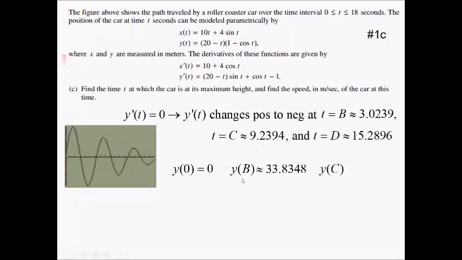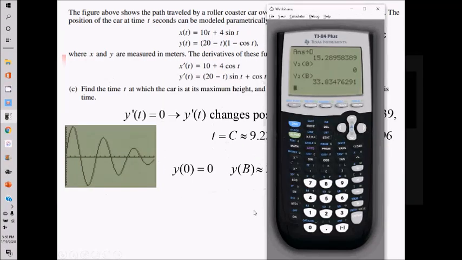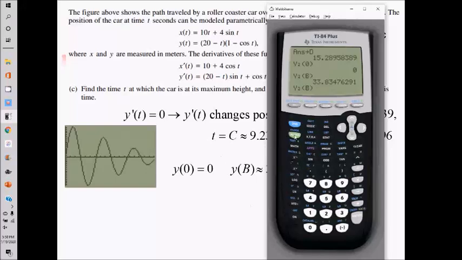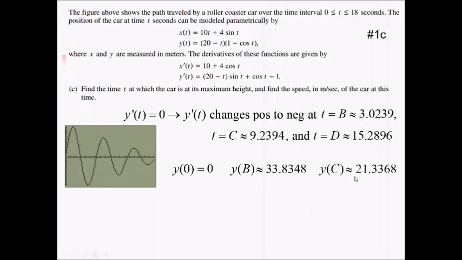Let's plug in C now. Back on the calculator. Now instead of alpha B, let me go back in here, and I've got alpha C. Enter. That's 21.337. So not the absolute max. So still B is winning. Now we do y of d.